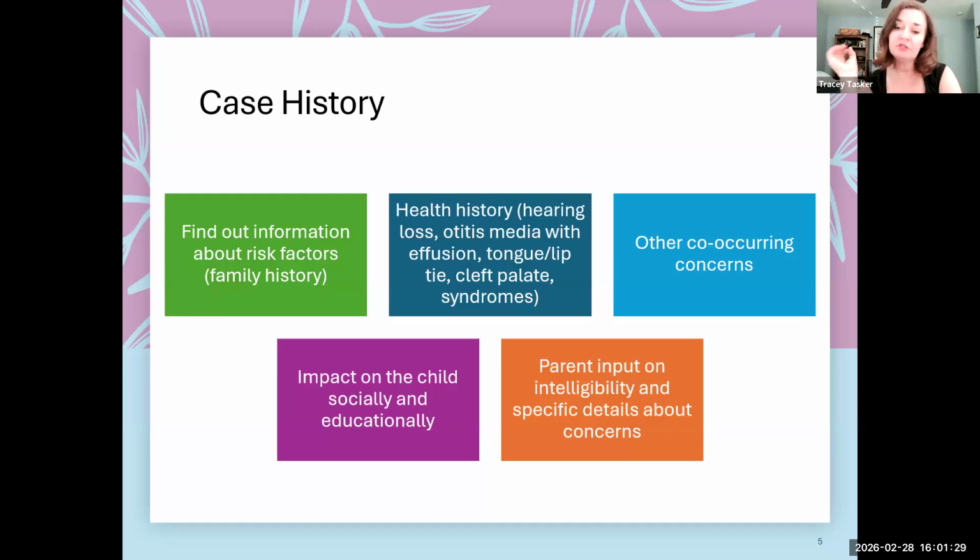And you want to find out what are the specific details about the concerns because we always want to include that in our reports. What was the reason this child came to see us in the first place? And also understanding if there's some specifics that can guide us in our assessment. So, for example, a parent comes in and says, my daughter doesn't produce her R sounds correctly. That kind of helps us know what we're looking for even before we meet the child. Okay.